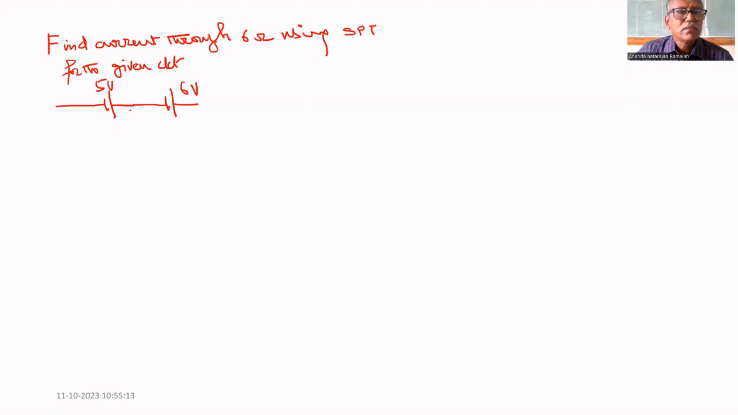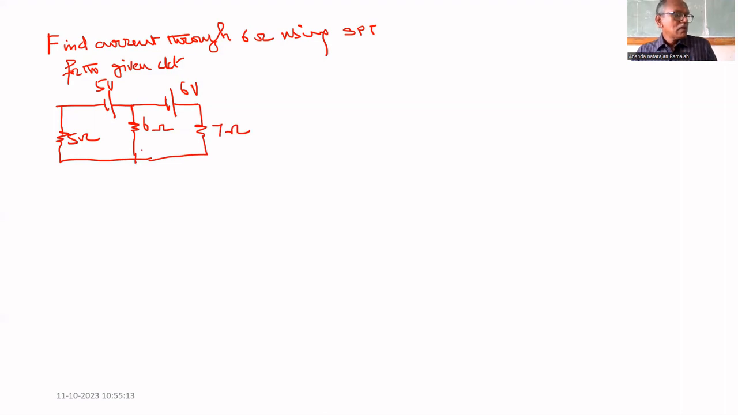6 volt, 6 ohm, 5 ohm, 7 ohm. We have to find current through 6 ohm using superposition theorem.